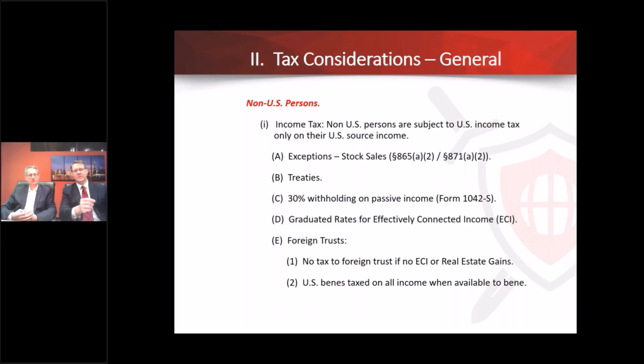And then as it regards a foreign trust, the code tells us that it's taxed as a non-resident alien. And so basically, unless it's ECI or real estate gains, the foreign trust is not taxed on its worldwide income. And of course, if you're a U.S. beneficiary, the tax is when it's distributed. That's basically the basic rules. Sure.